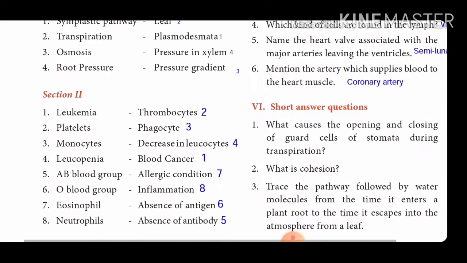Second section. First one leukemia, blood cancer, second one platelets, thrombocytes, third one monocytes, phagocyte, fourth one leukopenia, that is decrease in leukocytes, fifth one AB blood group, absence of antibody, sixth one O blood group, absence of antigen, seventh one eosinophil, allergic condition, eighth one neutrophils, that is inflammation.